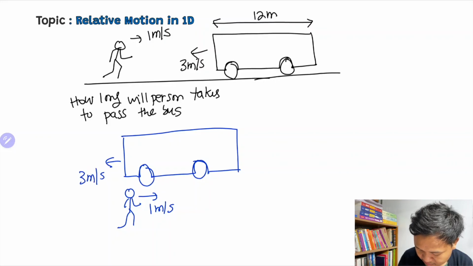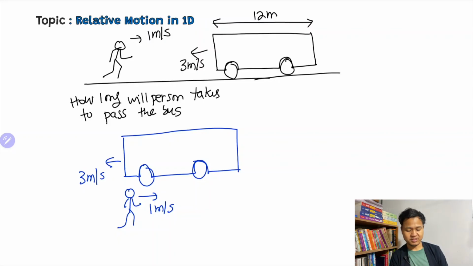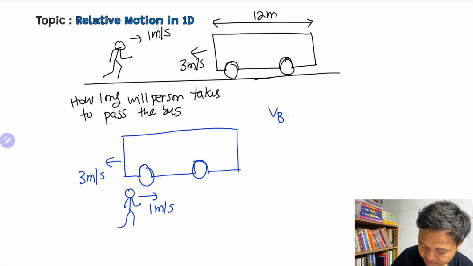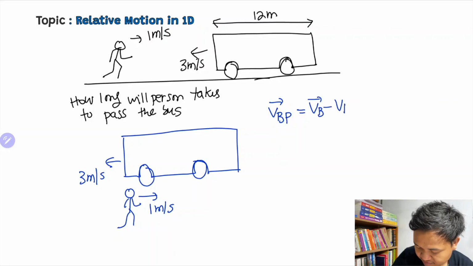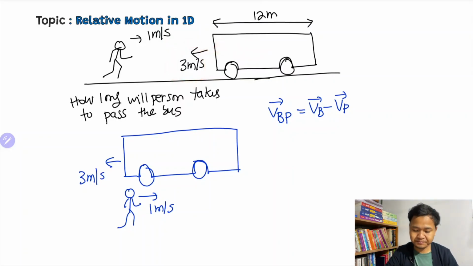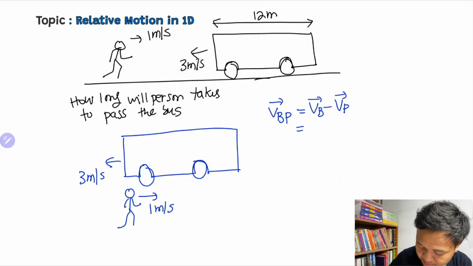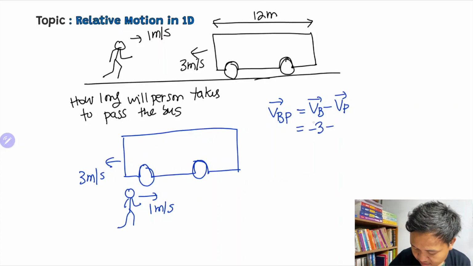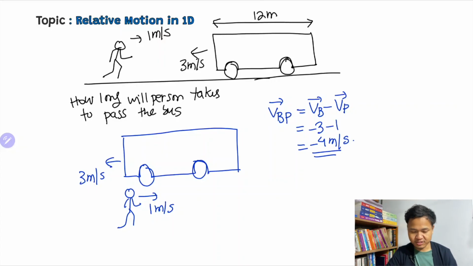So the bus is going with 3 meter per second. So here you think of yourself as the person and you're looking at the bus. What is that? Velocity of bus with respect to the person, say P. So this is velocity of bus minus velocity of person. Always assume that the velocity of bus is with respect to the ground frame. So velocity of bus 3 minus velocity of person 1, so 4 meter per second. So this is their relative velocity.